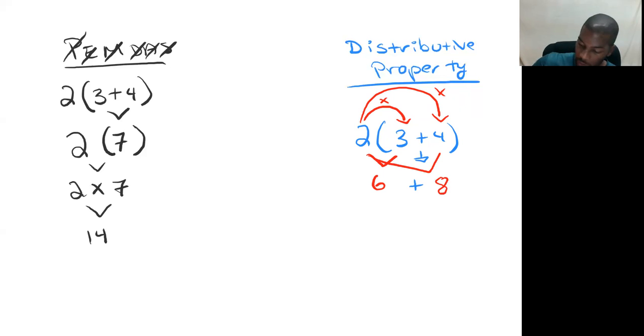Then all I have to do is 6 plus 8. 6 plus 8 is 14. There you go. You got 14 on both edges. Both ways work. You can use PEMDAS or you can use the distributive property. Let's try another one. Remember, if you need to get these into your notes, please pause the video and copy it down. Last one, or let's do 2 more.